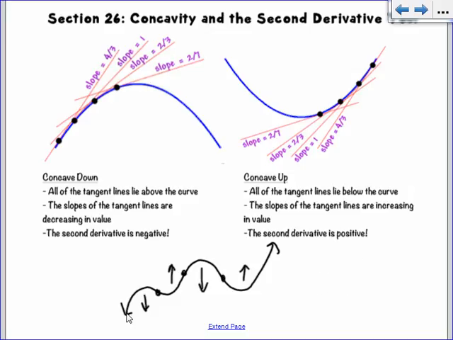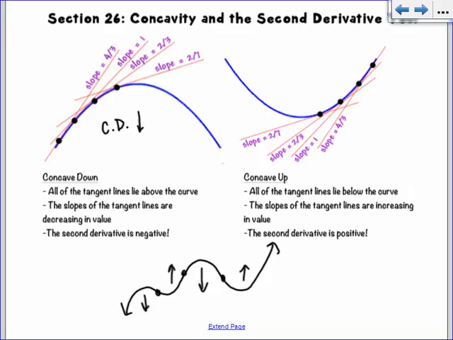All right, the formal definition is if you have something that's concave down, all of the tangent lines, when you draw them in, will be above the curve. So if you look at our first picture, this is what we call concave down. So it's bending downwards, and all of the tangent lines are drawn above it.